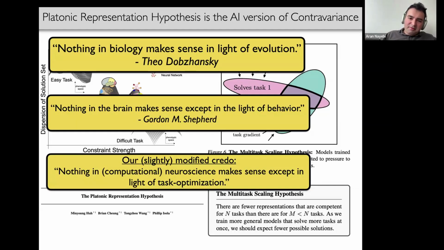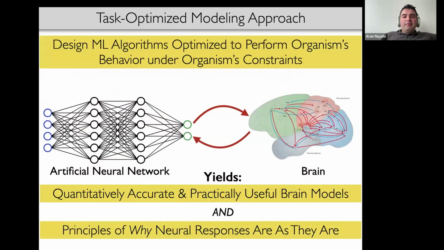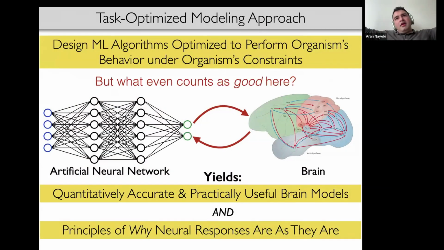So task optimization will be our hammer that we're going to continue to use over and over and compare these models to various brain responses. But one thing we should get off the bat here before we continue is what counts as good when we're doing this kind of model-brain alignment. At the end of the day, is it 100% alignment? Is that what we expect?